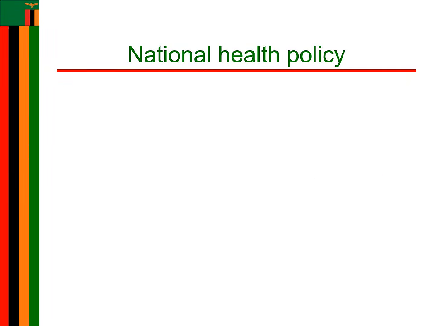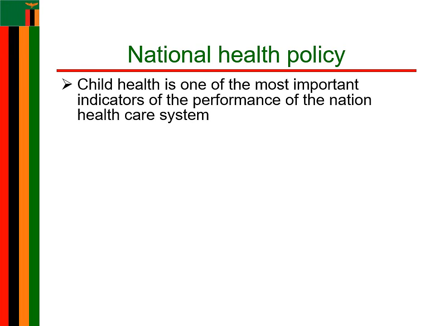Okay, having looked at the principles of pediatric nursing, let's now look at the national health policy of pediatric nursing. One of the national health policies is that child health is one of the most important indicators of the performance of the nation's health care system. And the policy statements for pediatric nursing are as follows. One, children should be breastfed exclusively for the first 6 months unless contraindicated.